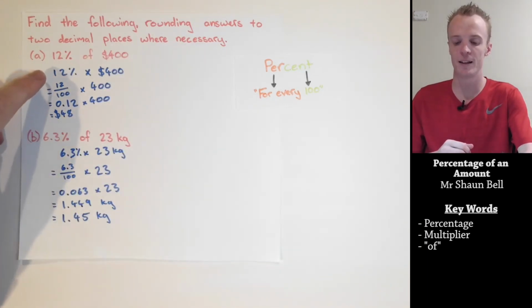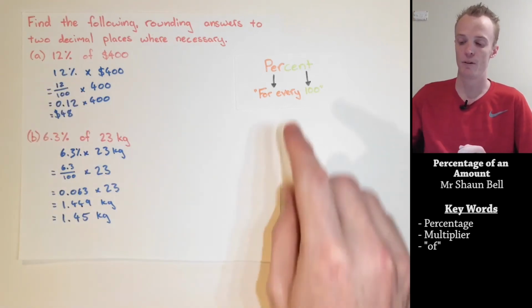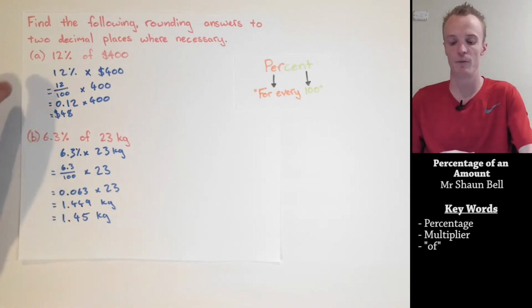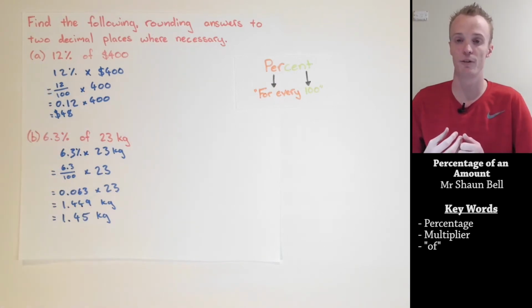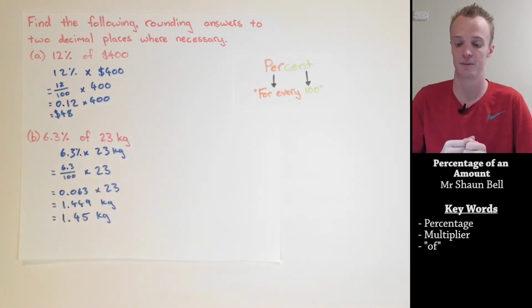So to find the percentage of another amount, we remember that the word of simply means to multiply. And we write this as 12% multiplied by 400. From there, we remember that percent means for every 100 or out of 100. So we represent this out of 100 and we multiply it by the amount, so 400 in this case.